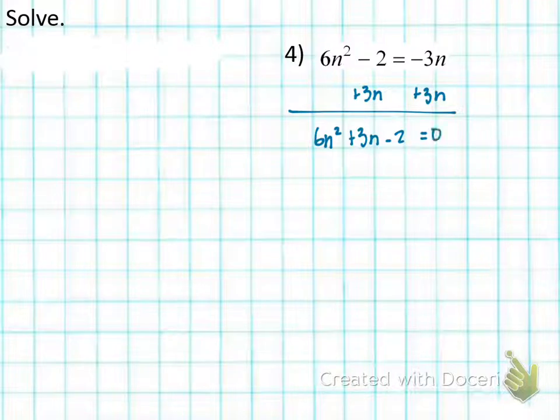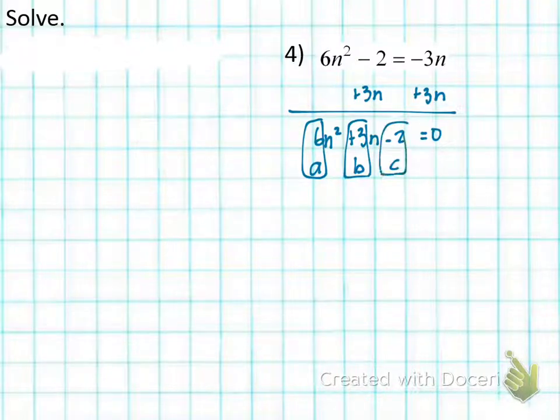We always want to make sure our a, b, and c are in order on one side. It doesn't matter what side it's on, just want it on one side. So again, what's a? 6. b? Positive 3. c? Negative 2. Okay?